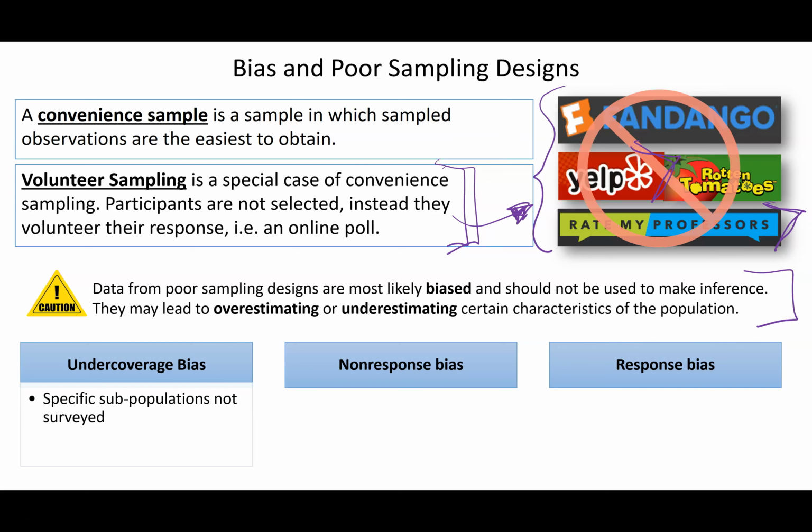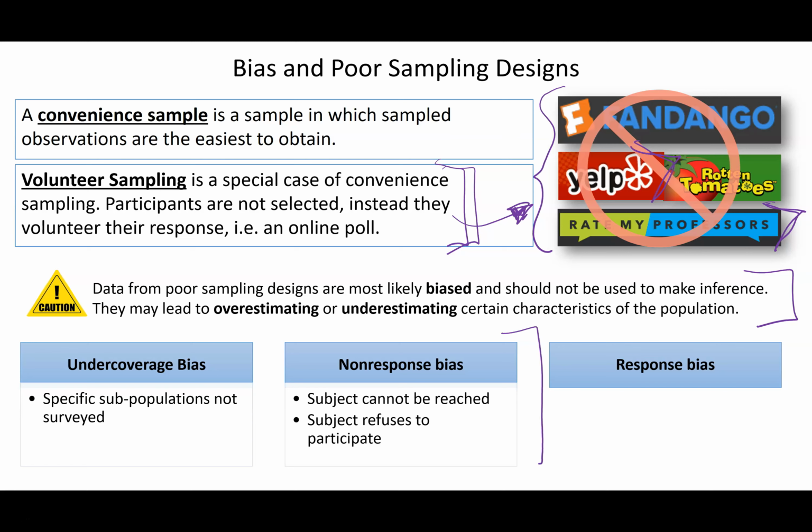That's really problematic. There's non-response bias, which is really common. This can be for a number of reasons. It could be because you selected someone to be in your study, but then you couldn't reach them, so they couldn't participate. Or you reached them, and for any reason, they choose not to participate. So then you get non-response bias.